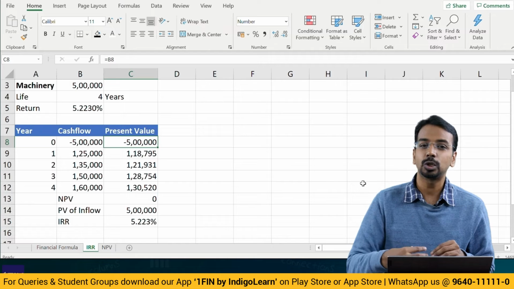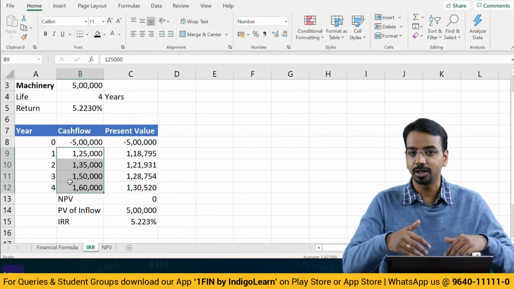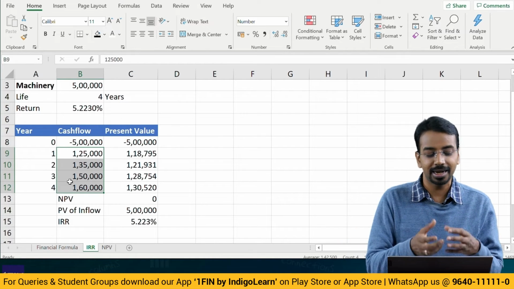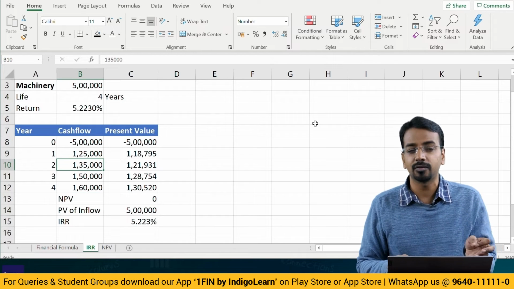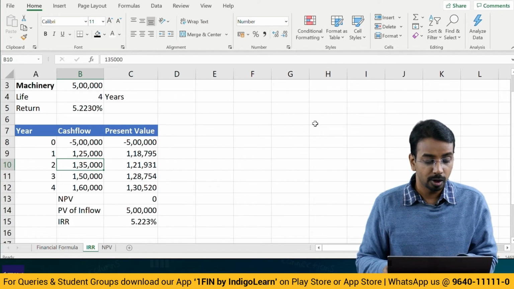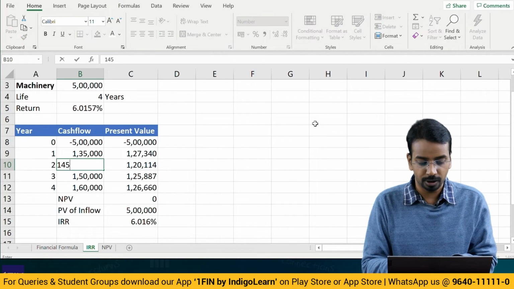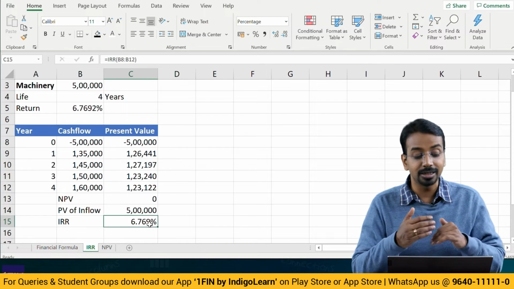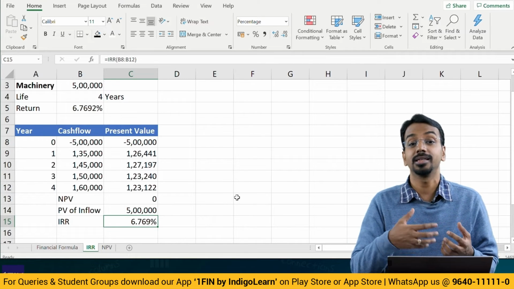Now if I need to earn more, maybe I have to increase the rentals, right? If I need to earn more, I have to increase the rentals. If I still am happy with a lesser rate, I have to reduce the rentals. For example, I realize that if I do this scheme of things, my return will not be sufficient. So let me increase the rental to 135 and 145. Now the moment I do this, you see that IRR has increased to 6.769%. So like this, by changing the inflows, you can change the IRR.